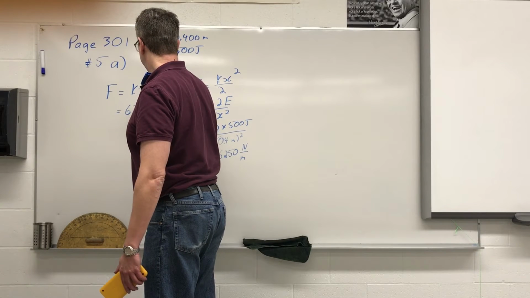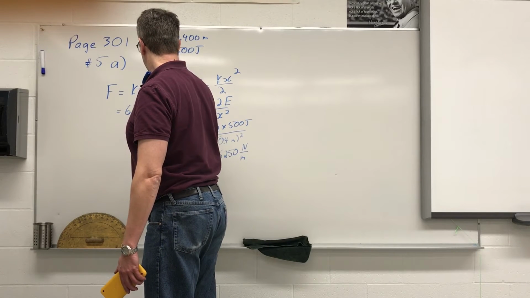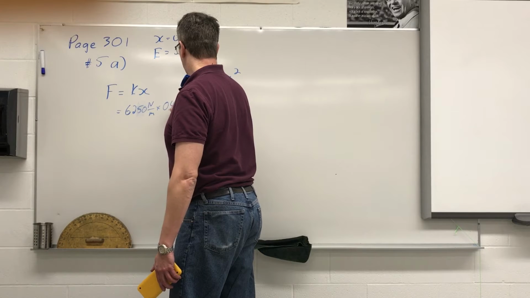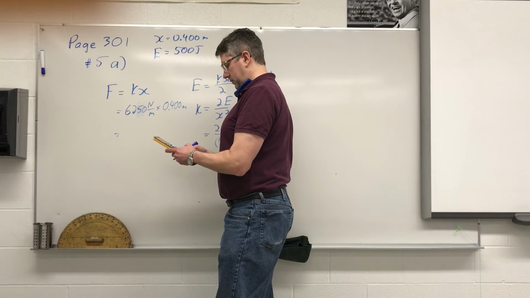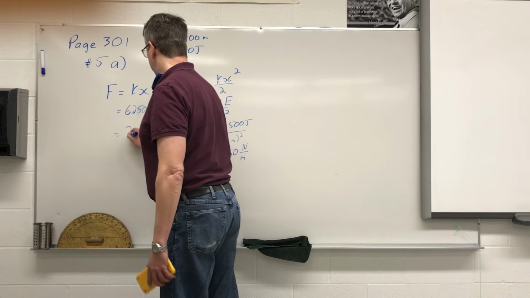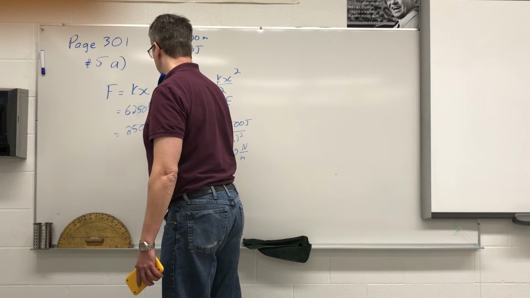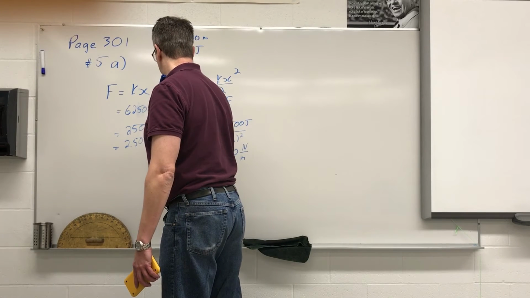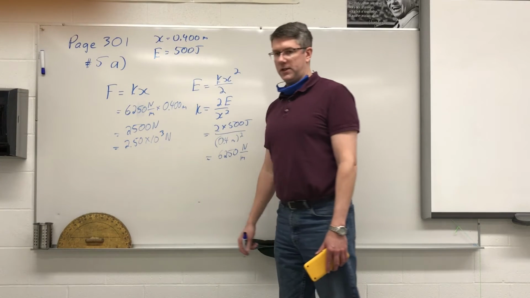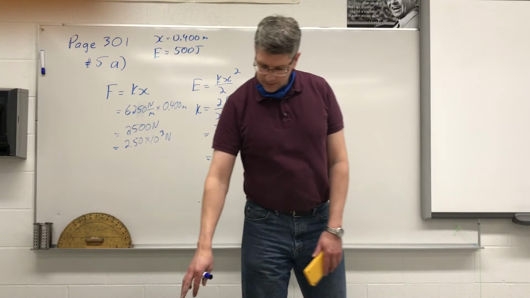6,250 newtons per meter times 0.400 meters gives us a value of 2,500 newtons, or 2.50 times 10 to the power of 3 newtons with 3 significant digits. That leads into part C.